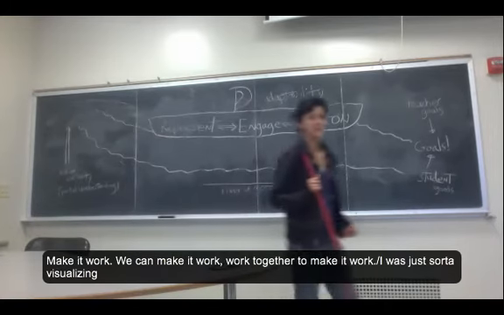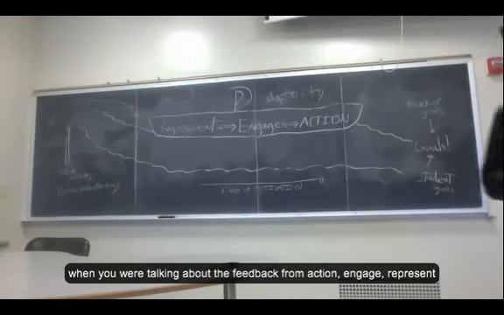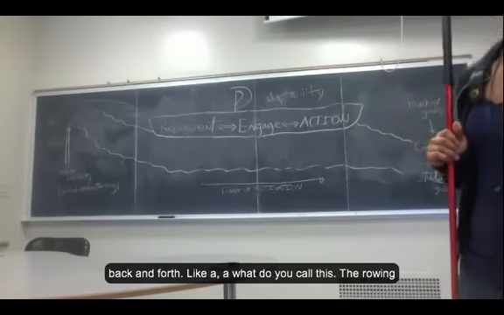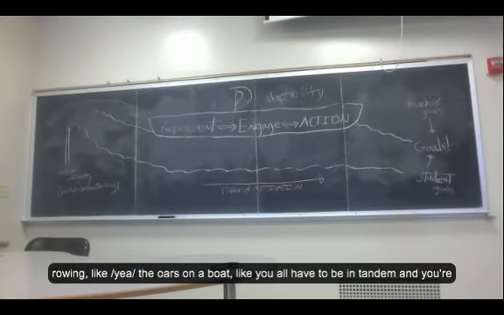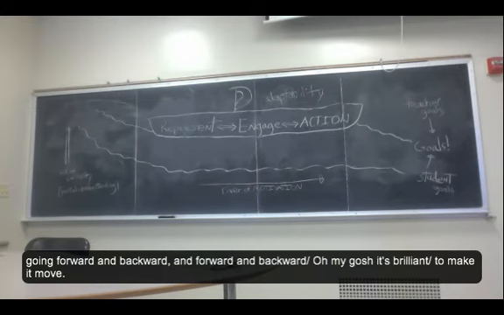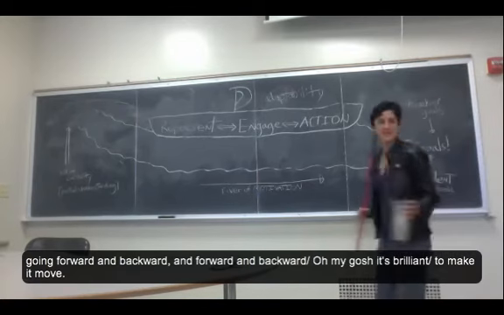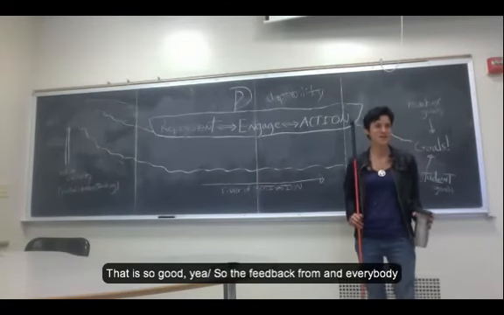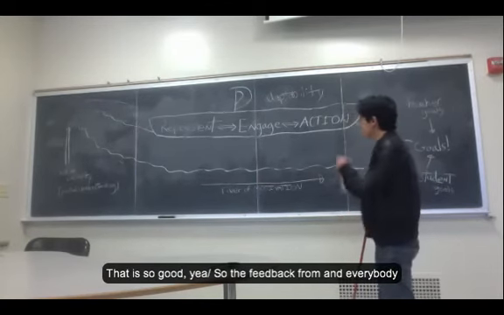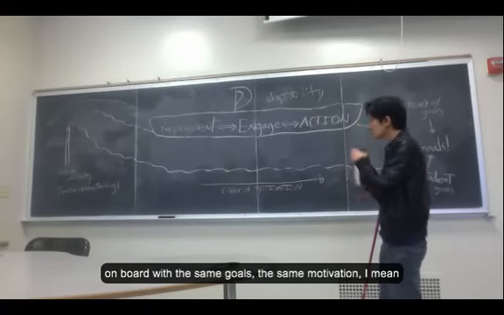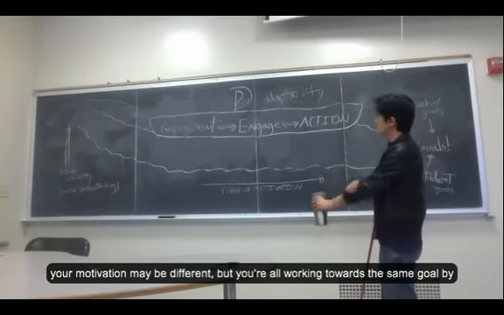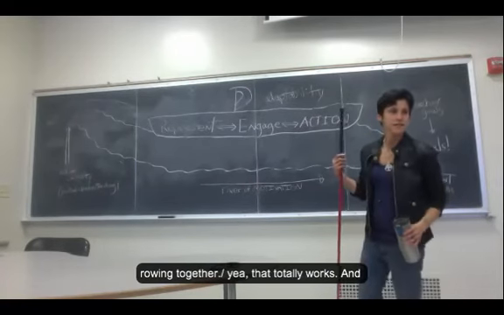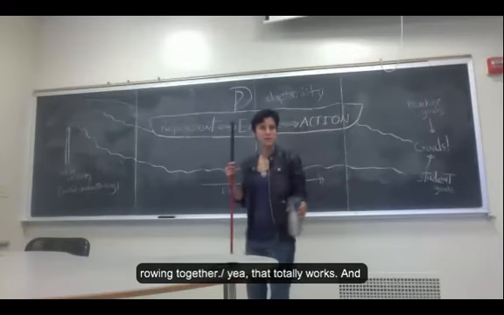I was just sort of visualizing, when you were talking about the feedback from action, engage, represent, and back and forth, like what do you call this? The rowing, like the rowers on a boat. You all have to be in tandem, and you're going forward and backward and forward and backward. Oh my gosh, that's brilliant! That is so good. So the feedback, and everybody on board with the same goals, the same motivation. I mean, your motivation may be different, but you're all working towards the same goal by rowing together. Yeah, that totally works.